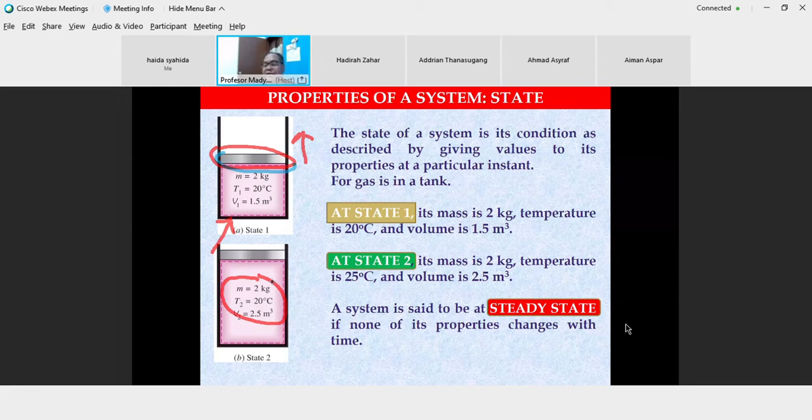So state 1 to state 2. Okay, so from Melaka to Penang. So state 1 Melaka to state 2 in Penang. Okay, so it's the same. So now we look into the detail, instead of just a state.